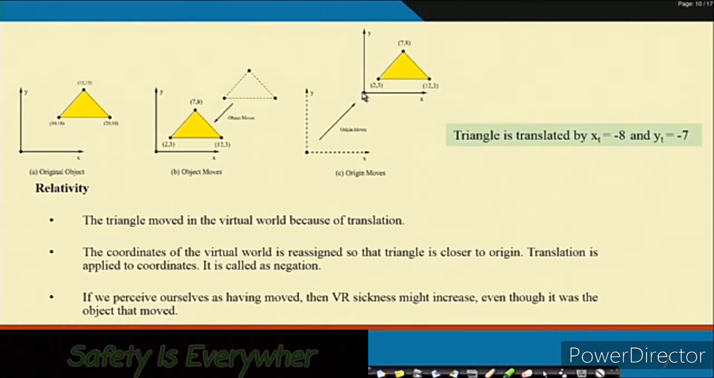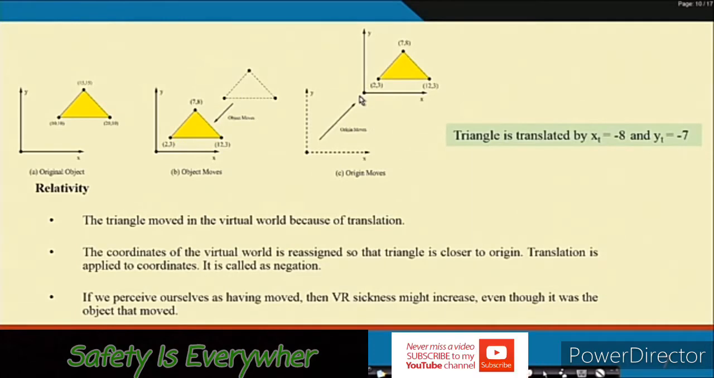If the user is at this position, he will feel no difference between the two cases, but he will have a perception error. That means if the user moves along with the axis and the object is static, it might increase the VR sickness, even though it was the object that was moved, right?